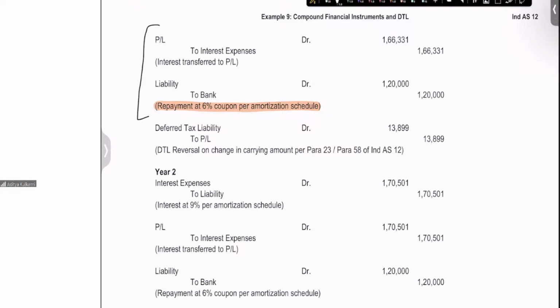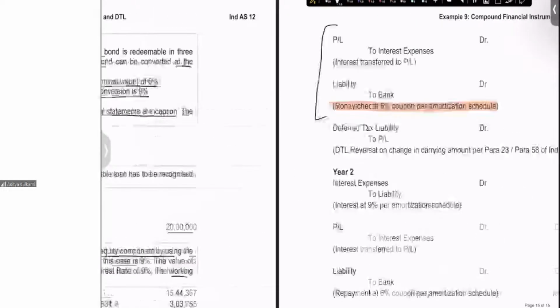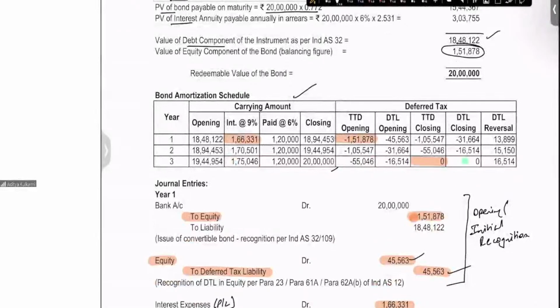All right, fine. So now the next part. See, by virtue of Ind AS 32, there is a reversal of the deferred tax liability that was recognized initially on opening. Sir, why does this arise? This arises because of the effective interest rate. The interest expense is based on the effective interest rate, whereas the payment is made through the bank based on the coupon rate. So there is going to be a reversal of the deferred tax, which I have recognized.